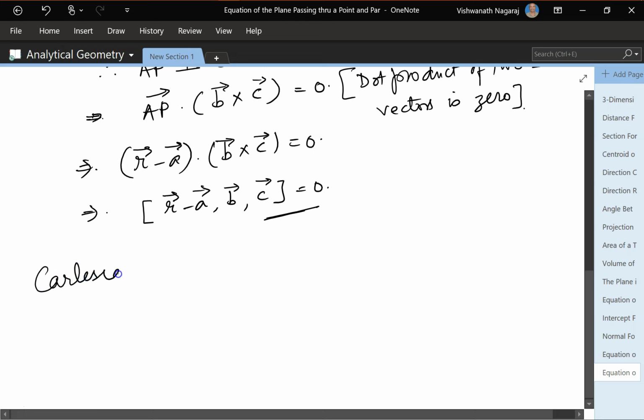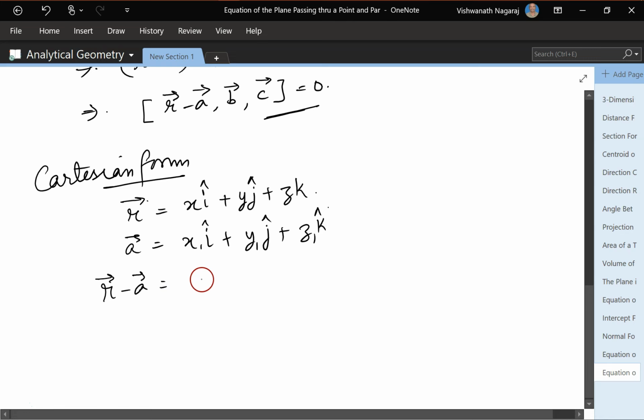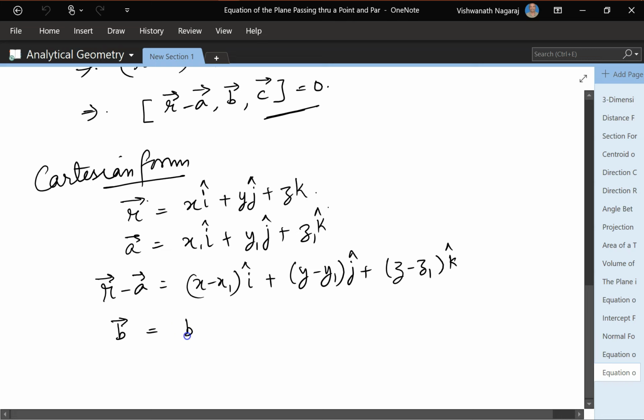Now the same thing, if we want it in Cartesian form, just take this equation and convert each one of these vectors into Cartesian form. A is equal to x1 i plus y1 j plus z1 k. R minus A would be equal to (x minus x1) i plus (y minus y1) j plus (z minus z1) k. B would be, let's say, b1 i plus b2 j plus b3 k, and C is equal to c1 i plus c2 j plus c3 k.